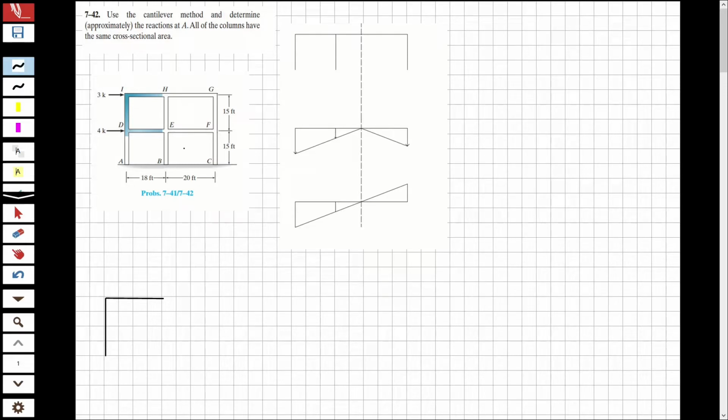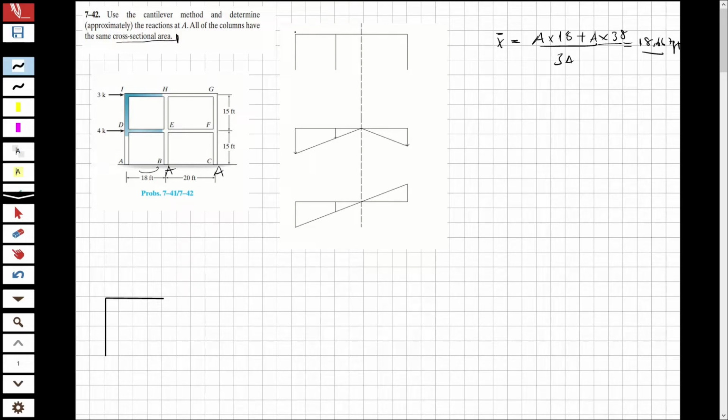Before everything, I am going to calculate the centroid of the structure. So x bar equals a multiplied by this length, where a is the area of this column. You can see the cross-sectional areas are the same, multiplied by 18 plus a multiplied by 38, over 3a, which is equal to 18.667 feet. Okay, so now I just sketched this here to understand it better.